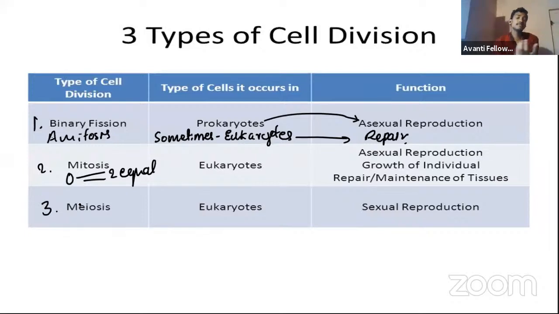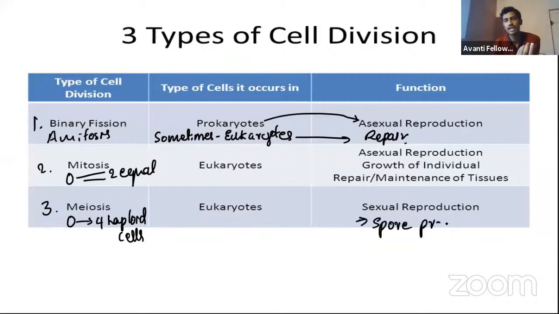Third one is meiosis. What happens here? A single cell will give rise to 4 haploid cells, right? 4 haploid cells. It's also found in eukaryotes only. It's also not found in prokaryotes because there is no spindle fiber. The major thing is sexual reproduction. Sometimes spore production may also be there. We already learned that in the plant kingdom, I think, so most of you remember. When we get to meiosis, I will explain one more time, so no need for confusion.